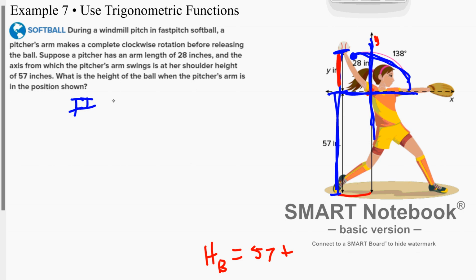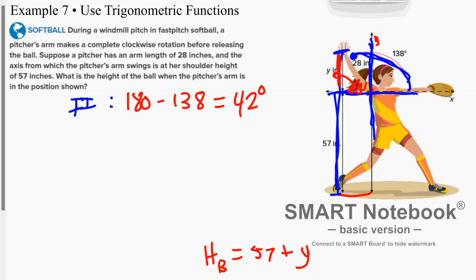In quadrant 2, we can find this reference angle right here, and then we can use sine, cosine, and tangent, because if this is our reference angle, then across from it would be our opposite side, our y value. Once we find that y value, we can just add that to 57, and we have our answer for the height of the ball. So for quadrant 2, the reference angle is 180 minus the angle we're given, 138. That means we're at 42. So 42 degrees is our reference angle.